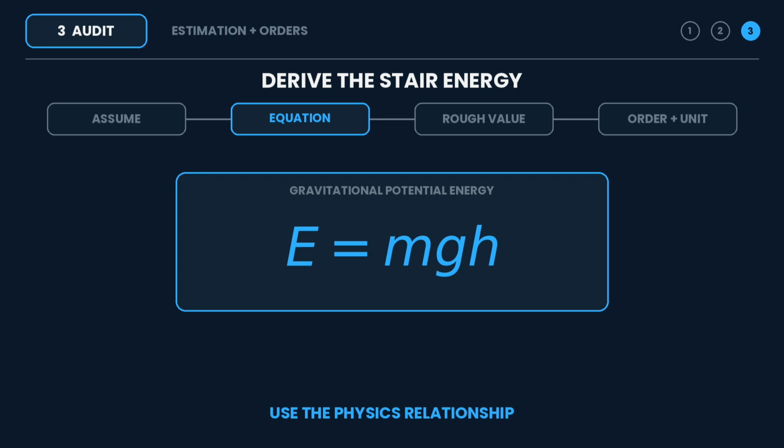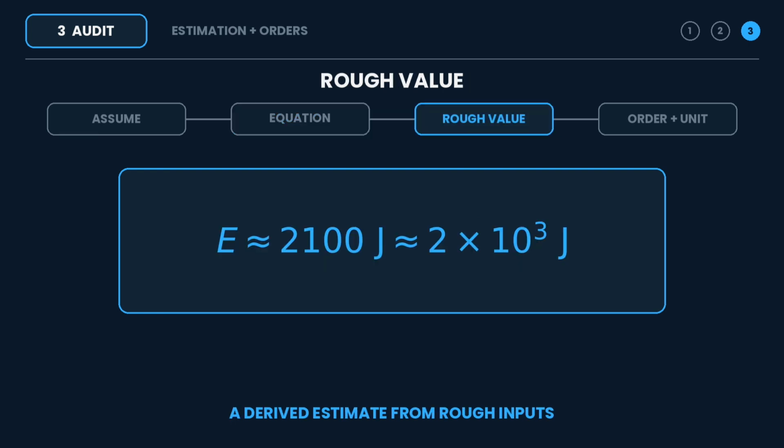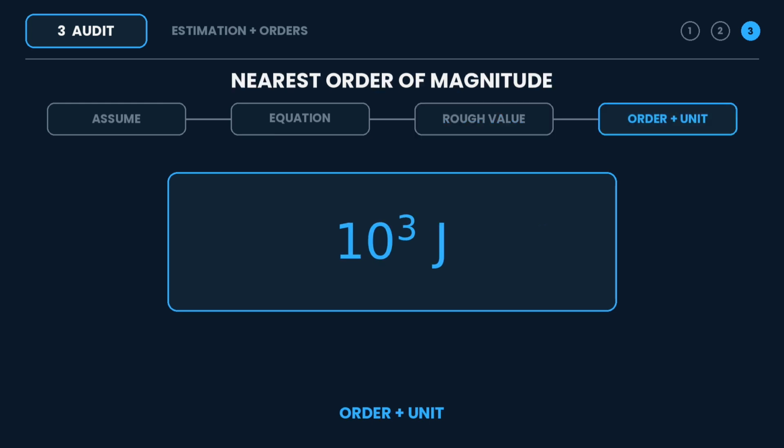Now return to the stairs. The gain in gravitational potential energy is mass times gravitational field strength times the vertical height. Take the person's mass as 70 kilograms, gravitational field strength is 10 newtons per kilogram, and the vertical rise is 3 meters. The estimate is 70 times 10 times 3, about 2000 joules, or 2 times 10 to the 3. Its order of magnitude is 10 to the 3 joules.